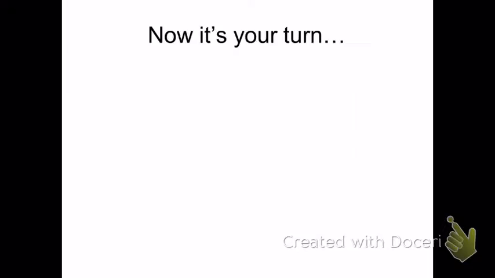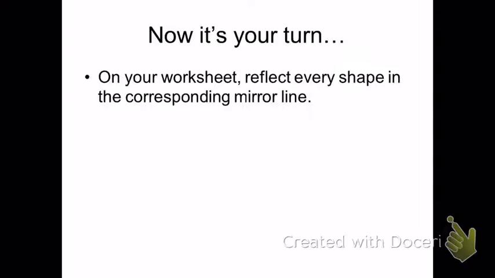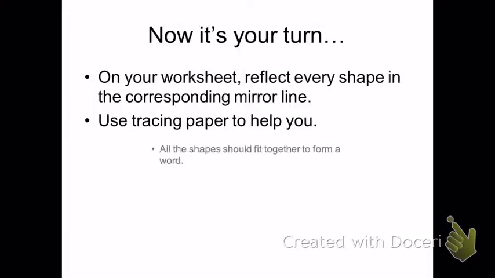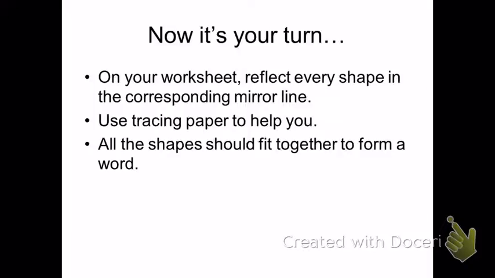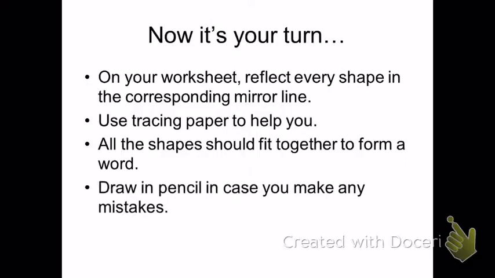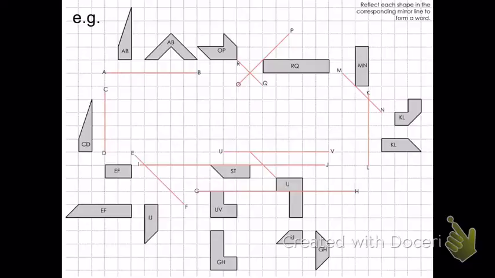All right, now it's going to be your turn. On your worksheet that you should also have in your packet, you're going to reflect each shape in the corresponding mirror line. I suggest that you use a piece of patty paper to do so. All the shapes are going to fit together to form a particular word. You might want to use pencil because just in case you make a mistake, you'll be able to erase. This paper is in your packet, or if you've lost it, you can print it from here.